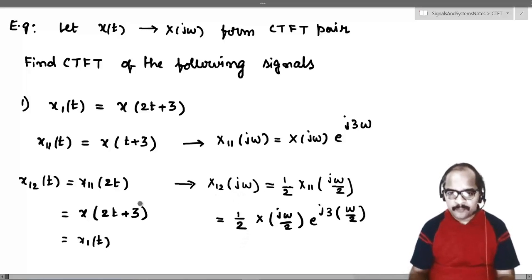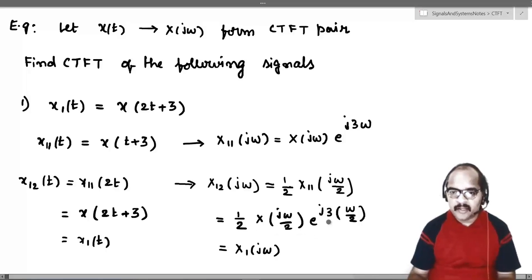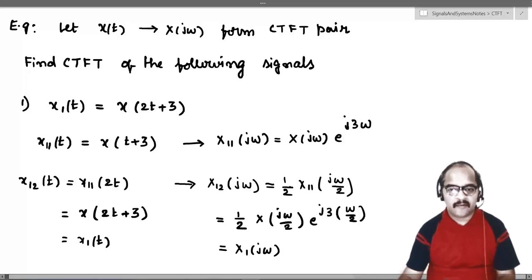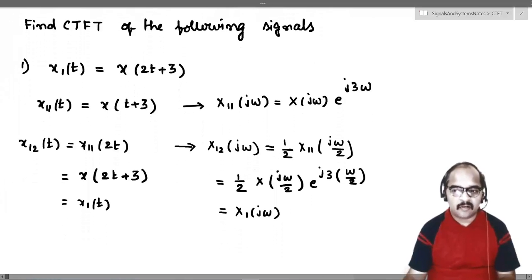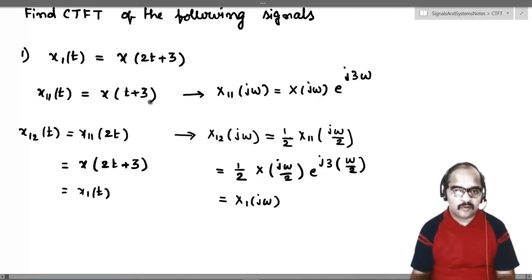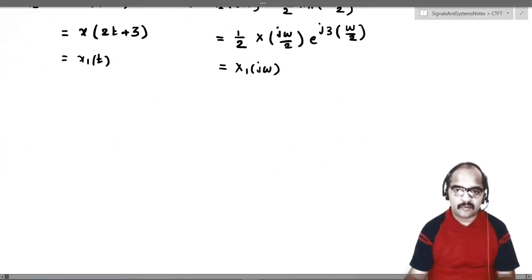But we know that x12 of t is the same as x1 of t, and hence X12 of j omega should be equal to our X1 of j omega. So in that way, what is the Fourier transform of x of 2t plus 3 here? That is 1 by 2 times X of j omega by 2 multiplied with e power j 3 omega by 2. So it is always best to solve the problem using the methodology of divide and conquer. What do I mean by that? First you have to time shift and then do the time scaling. So we'll take one more example so that that is clear for you.